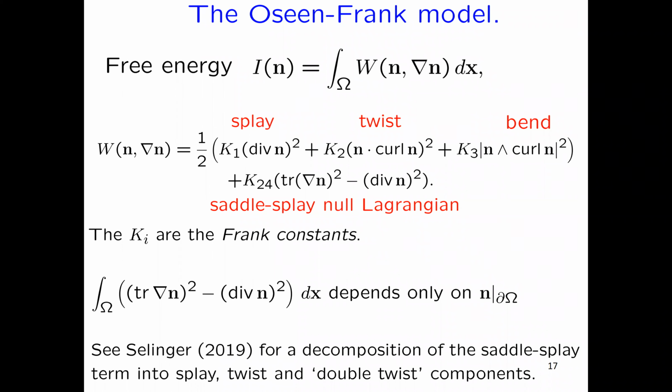And recently, there's been a paper that seems to have got quite a bit of popularity. I was reading it over the weekend, and it is quite interesting. It identifies this saddle splay term and decomposes it somehow into a splay, a twist, and a so-called double twist component. So there is an interpretation of this term in terms of elementary modes of deformation. However, I wouldn't use that.